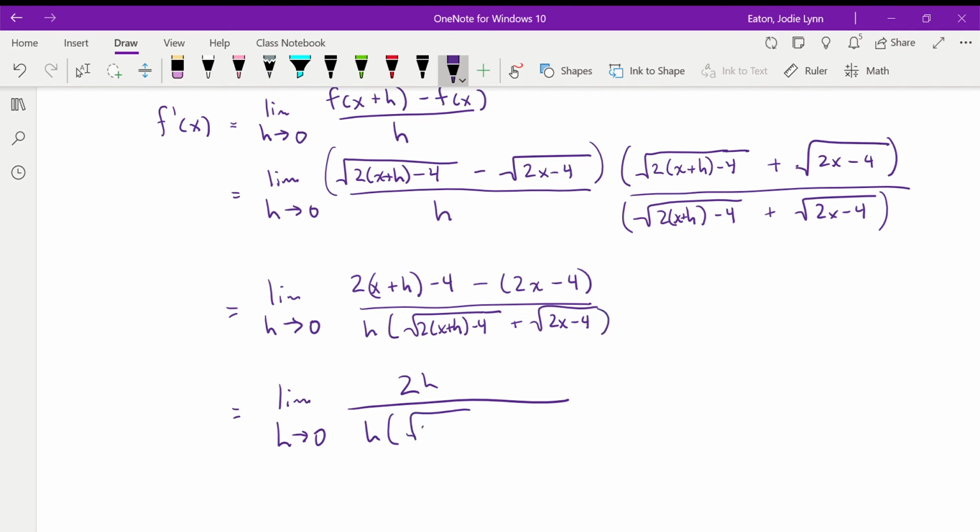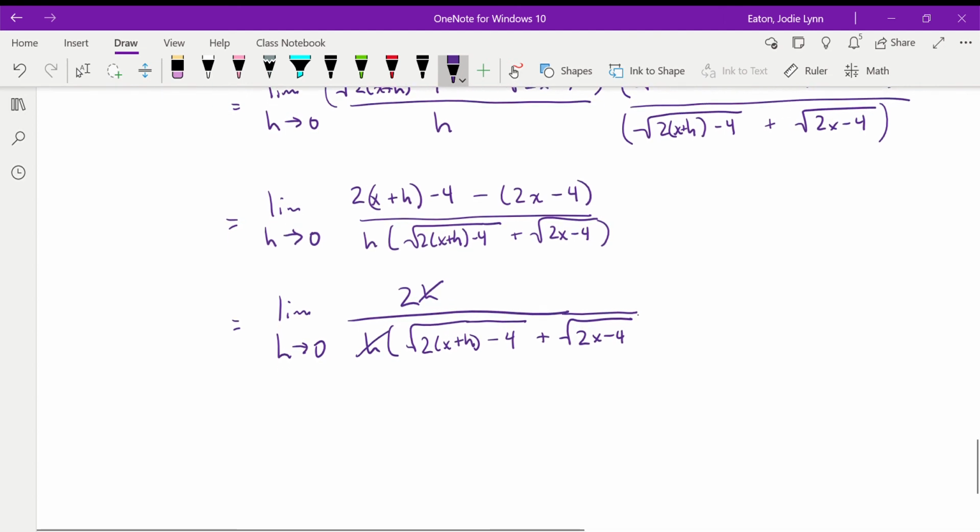So radical 2 bracket x plus h minus 4 plus radical 2x minus 4. Okay, so now we can see the h's will cancel. Oh, need my closed brackets as well. Okay, so now we're left with a 2 in the numerator. So we have the limit as h approaches 0 of something with a 2 in the numerator, which is beautiful because the nice thing about this is we can actually evaluate this limit now. Okay, so it's 2 over all of our stuff. So let's not even bother taking the limit. We can just plug in our h.